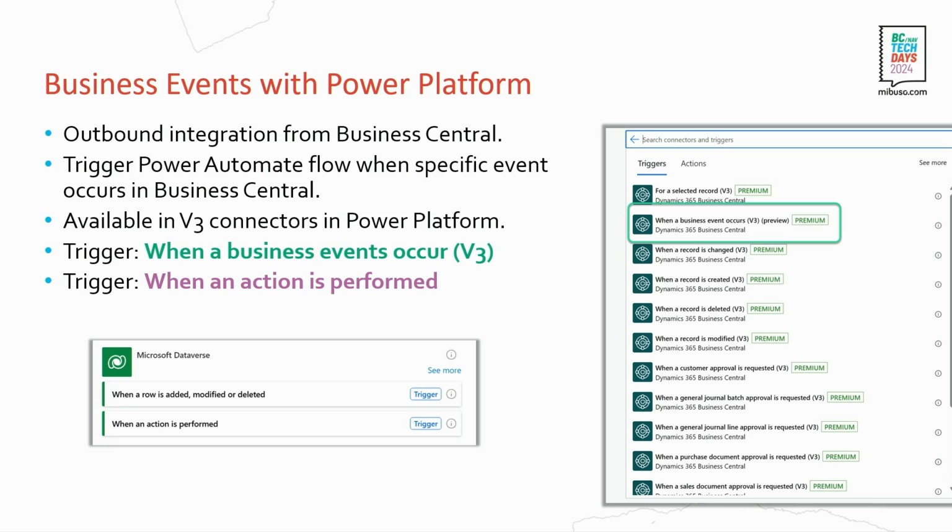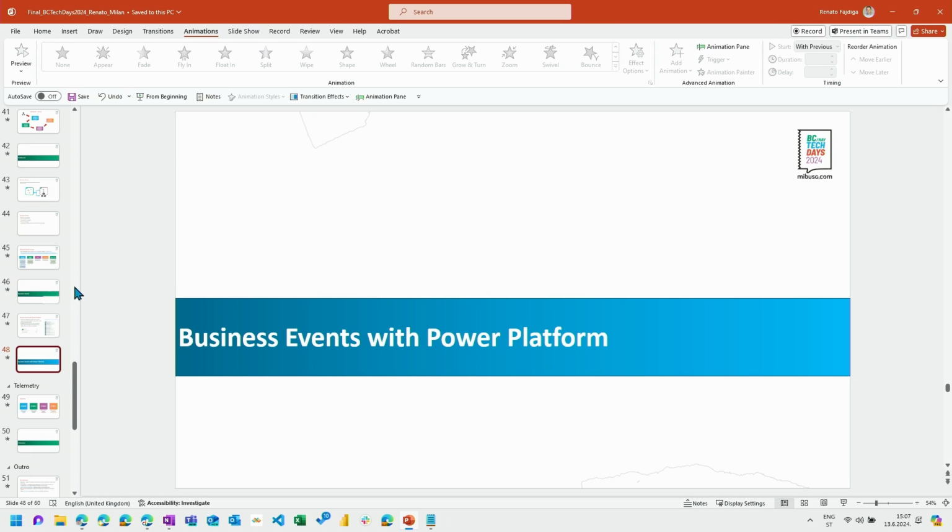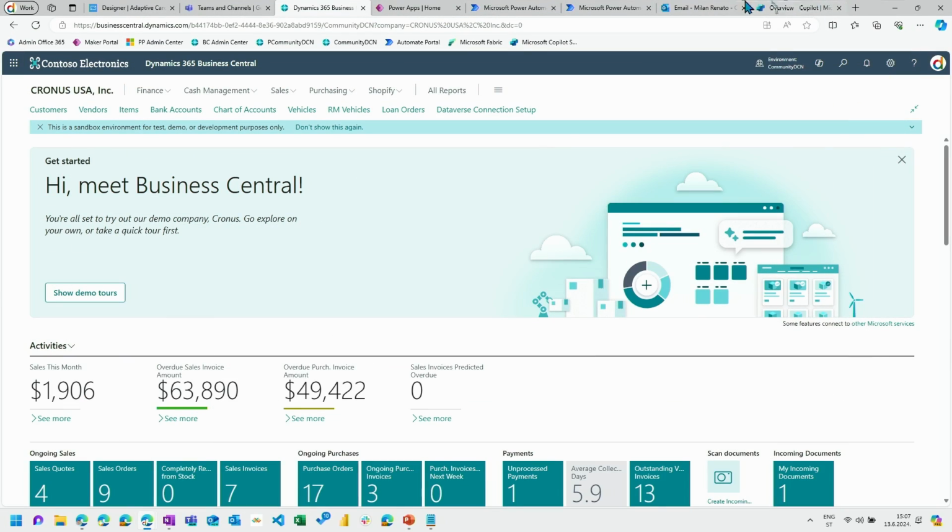As I said, we have 2 triggers. One is a Business Central connector, which is still in preview, so when a business event occurs. And another one that is not in preview is the standard Dataverse connector, when an action is performed. And now I would like to show you how this works on several demos, which I prepared for this presentation.